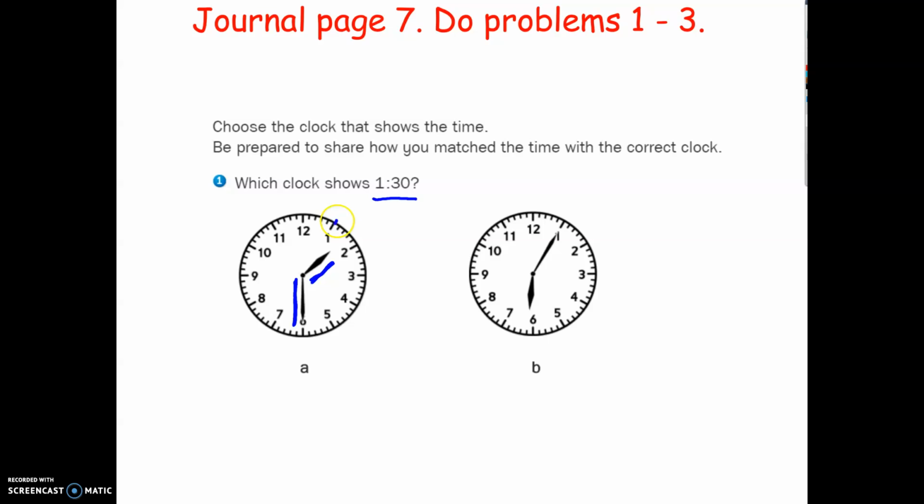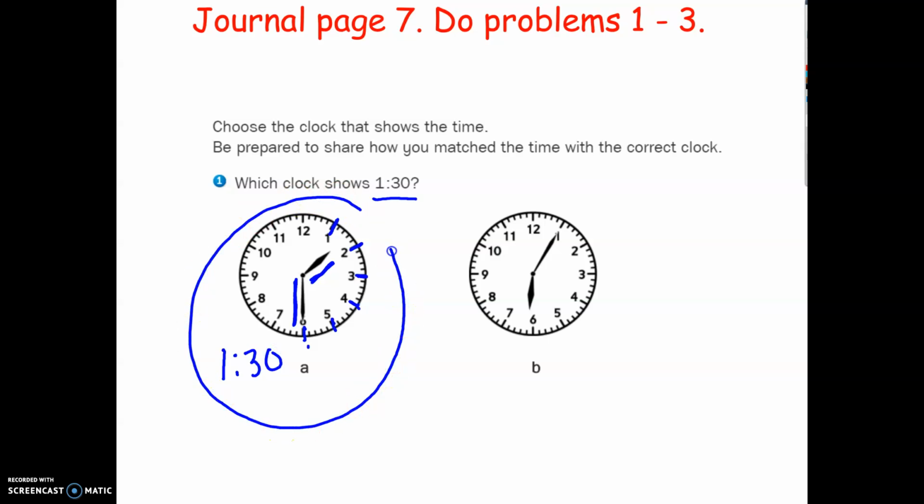Then remember, we talked about tick marks. Every 5th tick mark is a little bit bigger, and it's right behind a number on the clock. I can count those tick marks by 5s: 5, 10, 15, 20, 25, 30. Well, this clock shows 1:30. So you should have circled this clock.